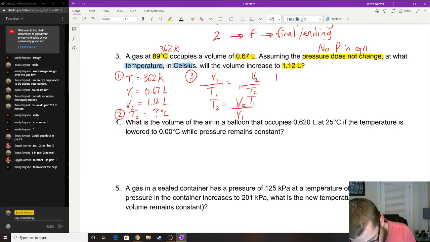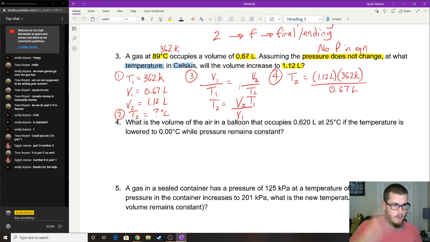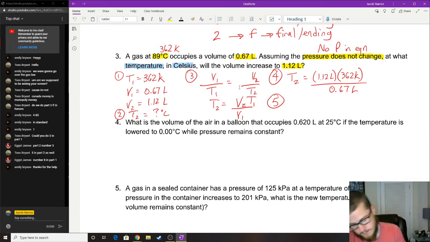All right, step number 4, plugging everything in. T2 is what we're looking for. V2 is going to be 1.12 liters. T1 is going to be 362 Kelvin. And this is all going to be over V1, which is 0.67 liters. Okay, so everything's where it needs to be in the equation. So now you plug everything in your calculator, and you're going to get some type of answer. So 1.12 times 362 divided by 0.67, and I get 605.